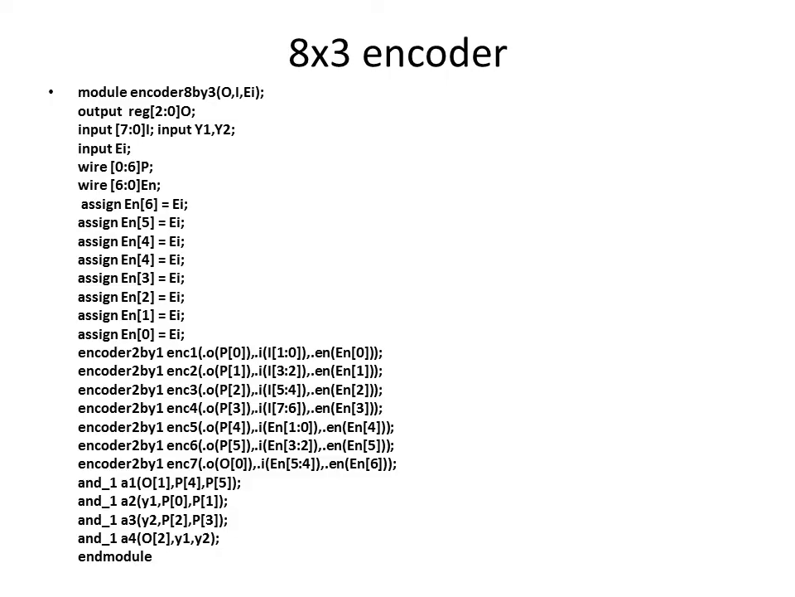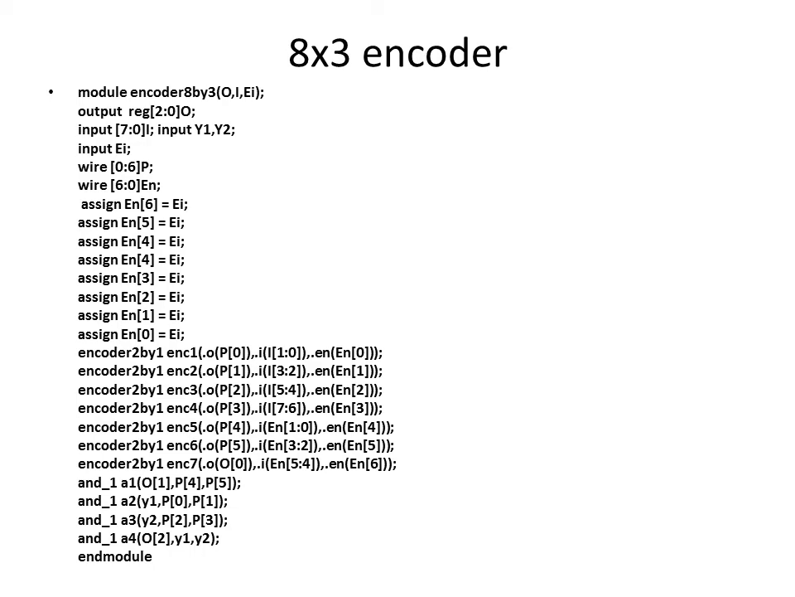First encoder output is taken as P of 0 and inputs are I0, I1 and enable signal is En of 0. Second encoder output is taken as P of 1 and inputs I2 and I3 lines and enable is En of 1. Third encoder P of 2 output, I4, I5 and enable En of 2. Fourth encoder P of 3, input lines I6, I7, En of 3.